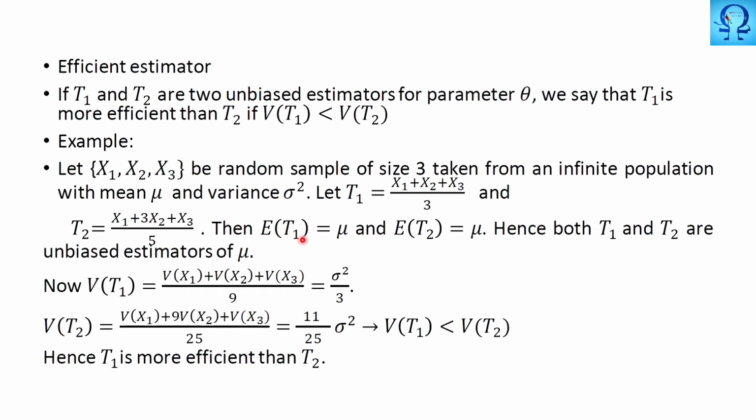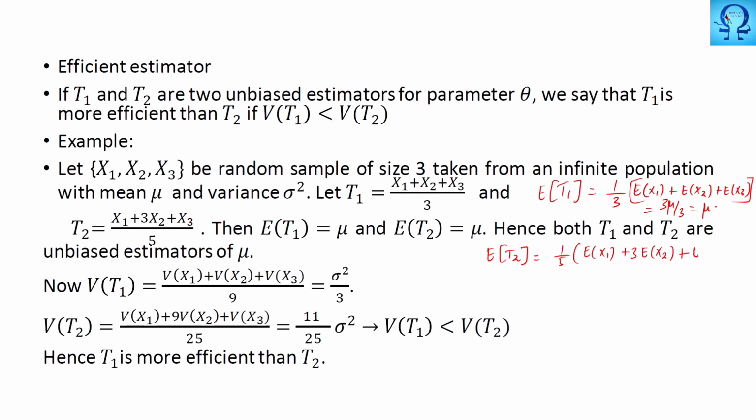We are able to calculate that E of T1 and E of T2 are both mu. What is E of T1? It is 1 upon 3 times the expectation of x1 plus expectation of x2 plus expectation of x3, which is 3 mu upon 3, which is mu. In a similar way, expectation of T2 is 1 upon 5 times expectation of x1 plus 3 times expectation of x2 plus expectation of x3. It is mu plus 3 mu plus mu upon 5, which is 5 mu upon 5, which is mu itself. So we verified that expectation of T1 and T2 are mu, which proves both of them are unbiased estimators of mu.